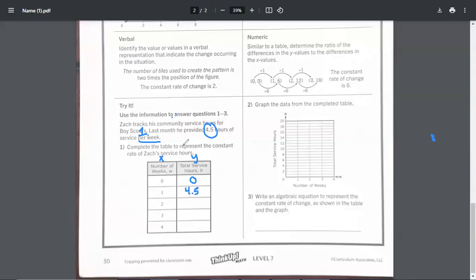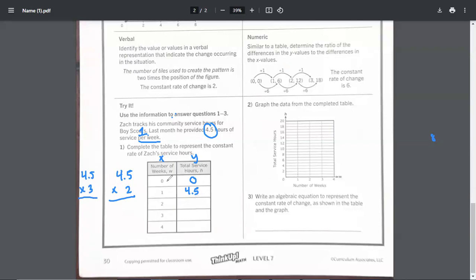Then 2 weeks, you're going to do 4.5. I did it for 2 weeks. So now you're going to multiply that by 2. You're going to fill that out. Then 3 weeks, you're going to do 4.5. You're going to multiply that by 3 weeks. You're going to fill that out. You're going to fill out this table right here. Complete the graph and the data sheet tables. You're going to write an algebraic relationship.